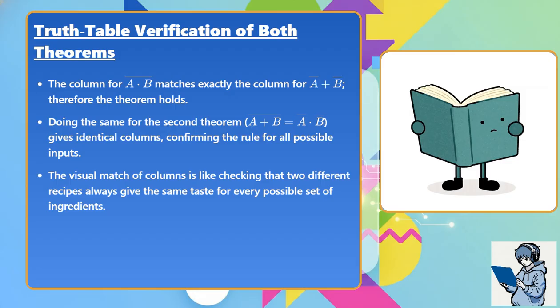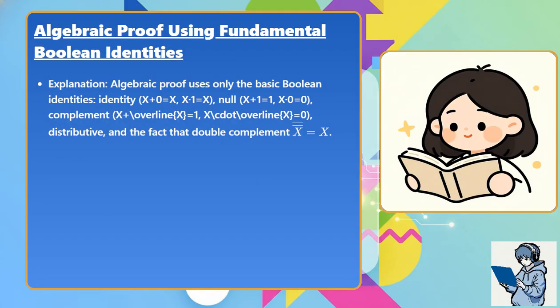Explanation: algebraic proof uses only the basic Boolean identities. Identity: x plus 0 equals x, x times 1 equals x. Null: x plus 1 equals 1, x times 0 equals 0. Complement: x plus NOT x equals 1, x times NOT x equals 0. Distributive, and the fact that double complement NOT NOT x equals x.